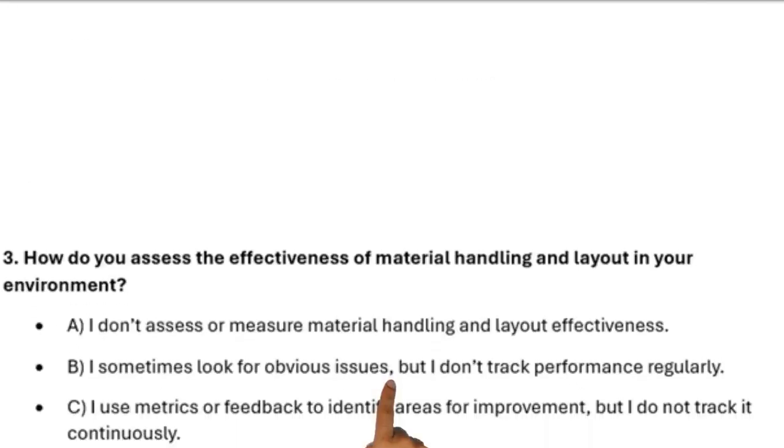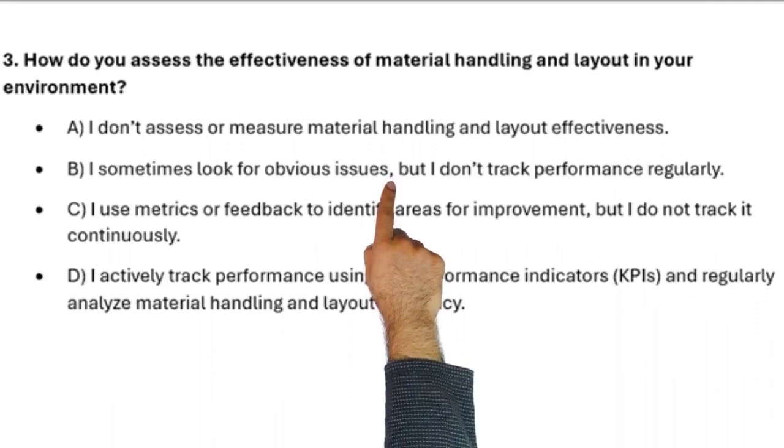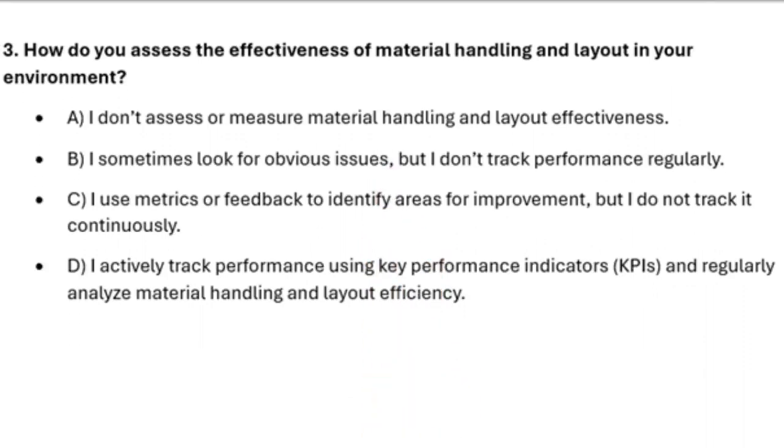3. How do you assess the effectiveness of material handling and layout in your environment? A. I don't assess or measure material handling and layout effectiveness. B. I sometimes look for obvious issues, but I don't track performance regularly. C. I use metrics or feedback to identify areas for improvement, but I do not track it continuously. D. I actively track performance using key performance indicators, KPIs, and regularly analyze material handling and layout efficiency.